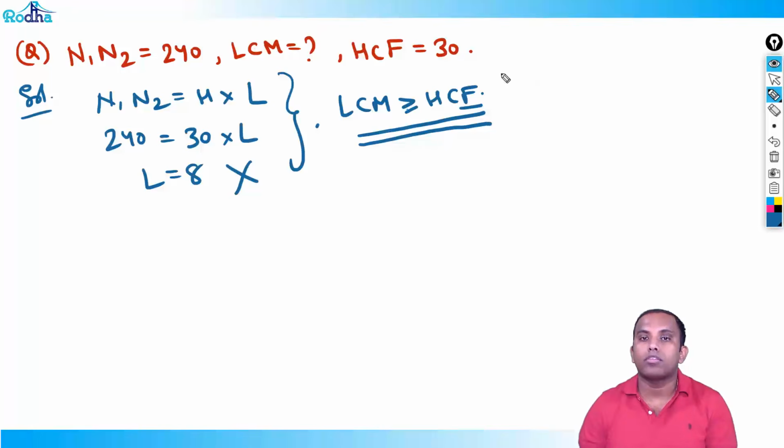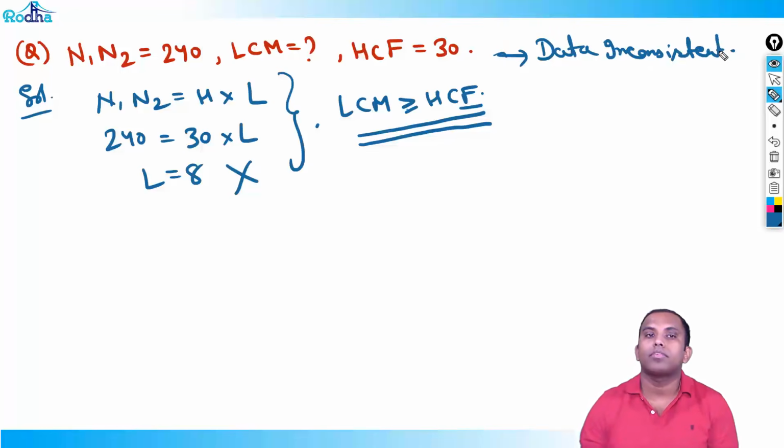So this is wrong. What will the answer be? The answer is data inconsistent. So you have to be very careful with the concepts, and then you can solve the problems.